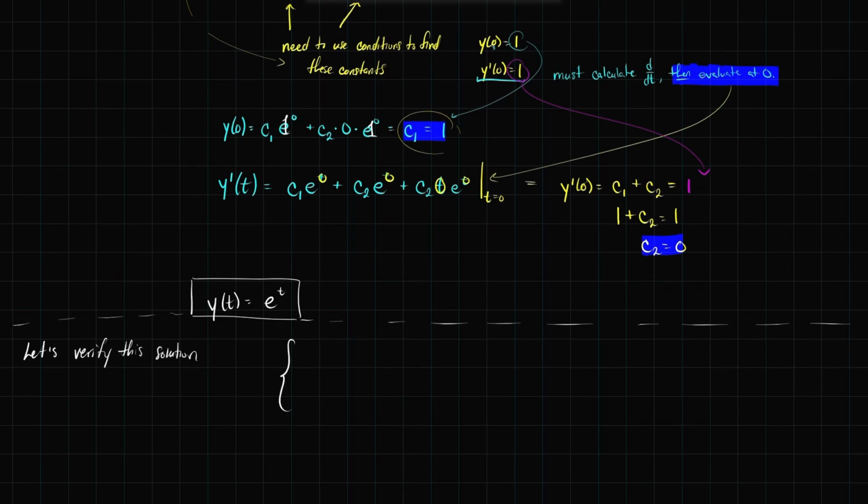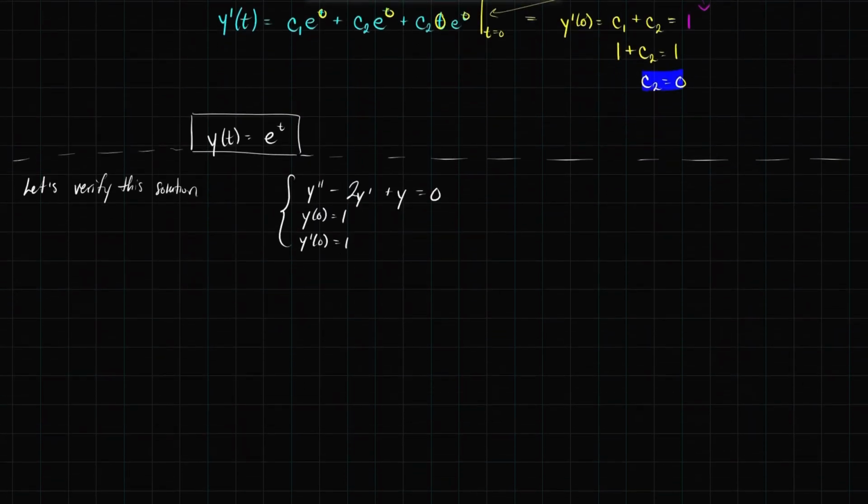So let's recall the ODE was y double prime minus 2y prime plus y equals 0. We recall it said that y at time 0 was 1, and y prime at time 0 was 1. So to verify, we need to check 3 equalities. And to do that, we're just going to compute the left-hand side.